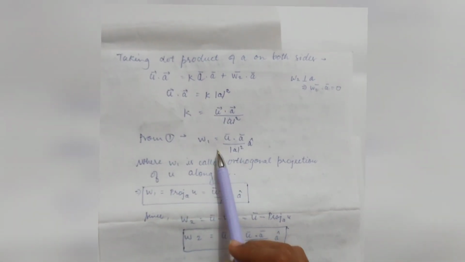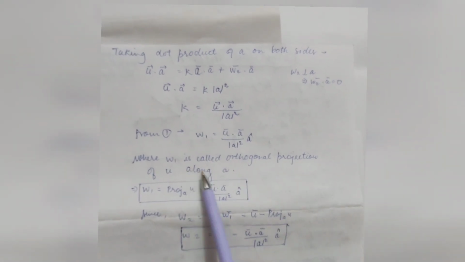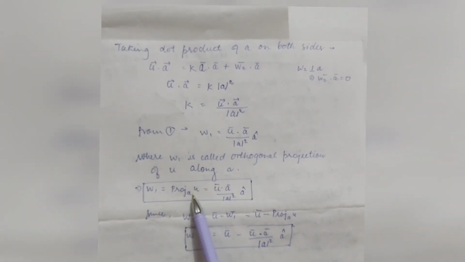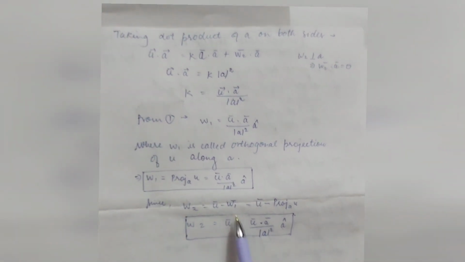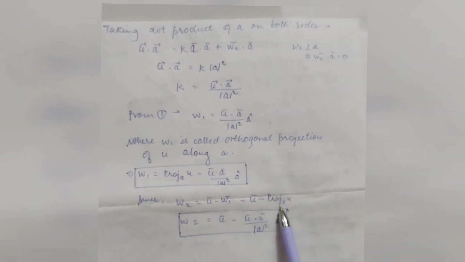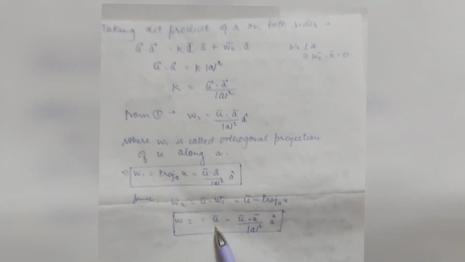From 1, we are getting the value of w1, which is known as the orthogonal projection of u along a. Since w1 is the projection of u along a, here is the formula to find the value of w1, and on putting the value from the very first equation, w2 equal to u minus w1 equal to u minus projection of u along a, we are getting the formula for w2. So here we are getting the formulas for w1 and w2, which find the whole value of u vector, and it's all from the projection theorem side.